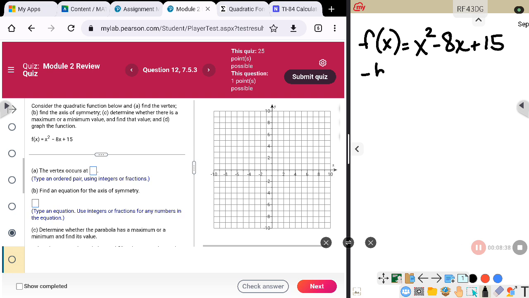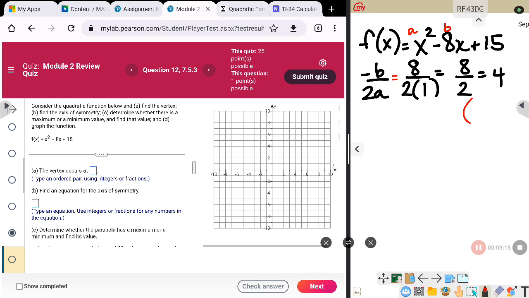I'm going to use the opposite of b over 2a. And your a is in front of x squared, and your b is in front of x. What this is going to give me is the x coordinate of that ordered pair that is the vertex. So if my b is -8, the opposite of it is going to be +8 over 2 times my a, and my a is 1. So I've got 8 over 2, which gives me 4. So 4 is going to be the x coordinate of your vertex.